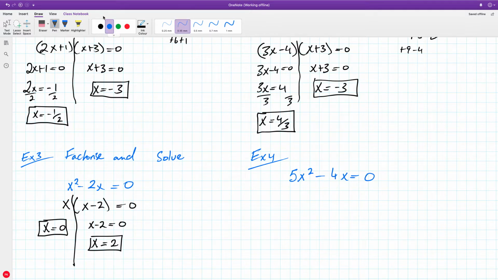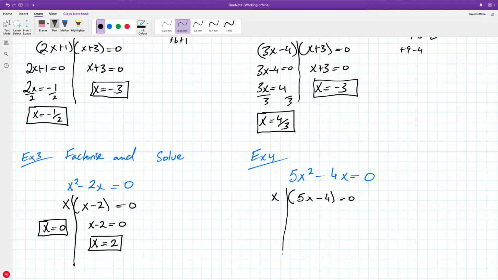Right, Grace, what's the highest thing they have in common? What do you think the two of them have in common? X, exactly, that's all they have in common. What do I multiply by x to get 5x squared? 5x. What do I multiply by x, Julianne, to get minus 4x? Minus 4 is equal to 0.